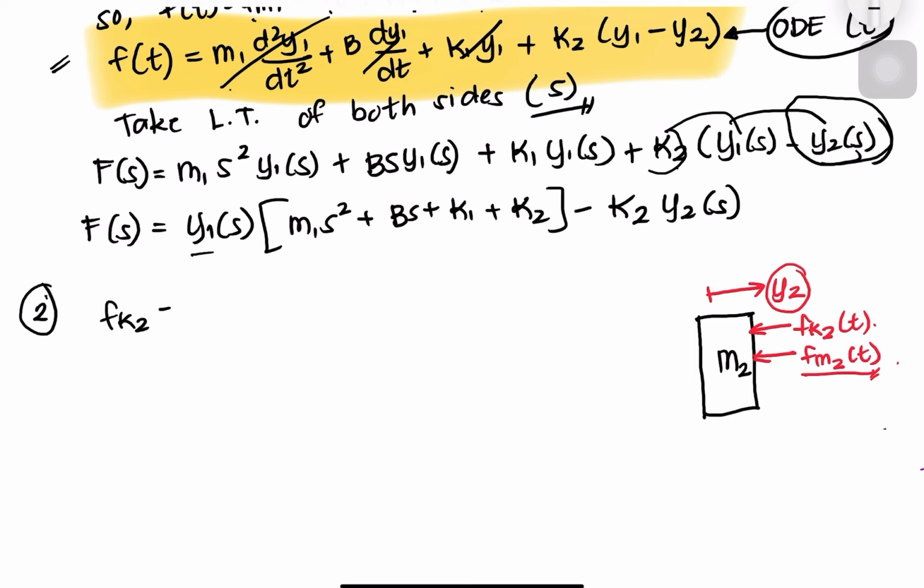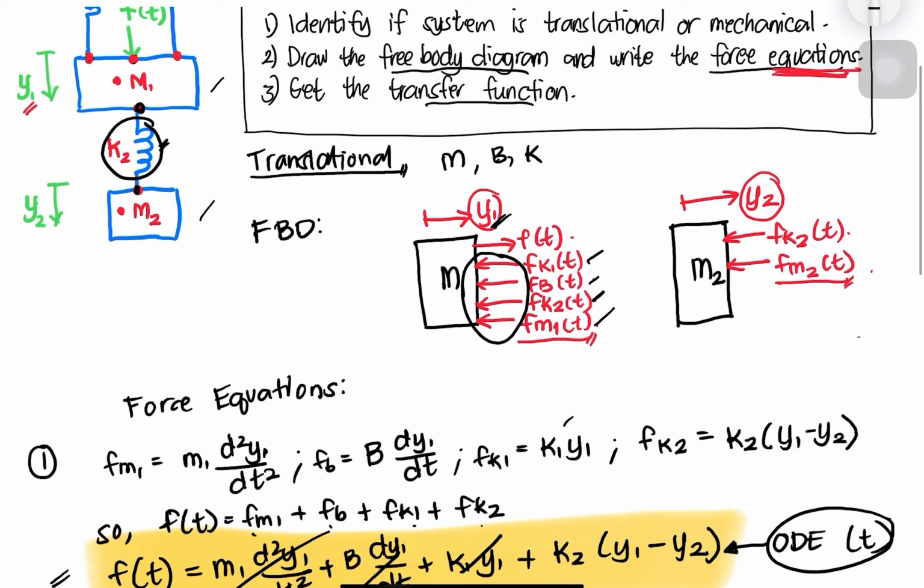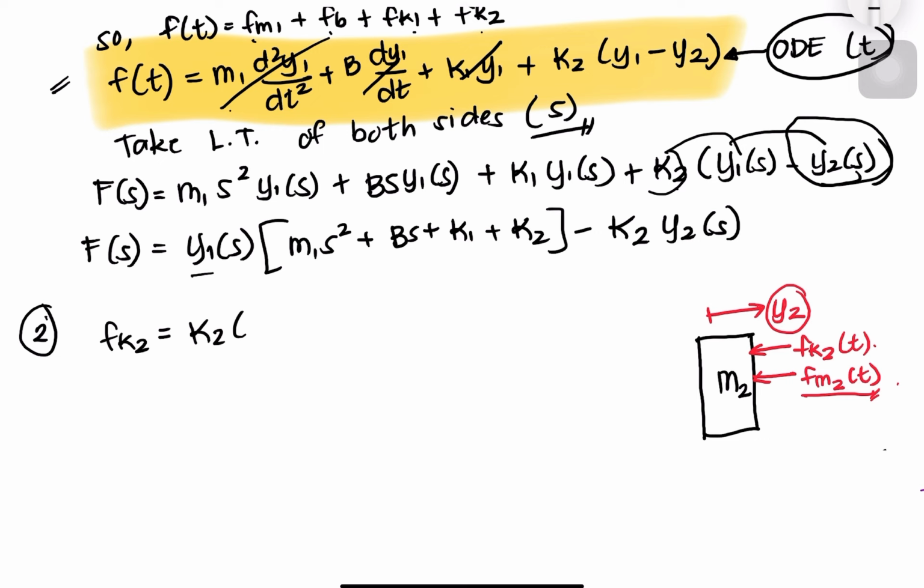Fk2 is equal to K2. Since this K2, this spring number 2 is connected to both M1 and M2, kailangan natin gamitin yung case 2 formula, which is Y2 minus Y1. And then for Fm2, M2 d squared Y2 over dt squared.